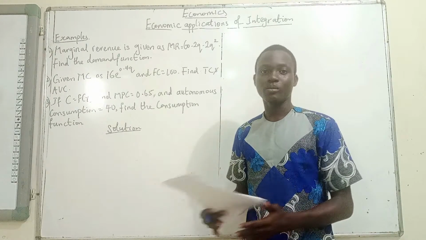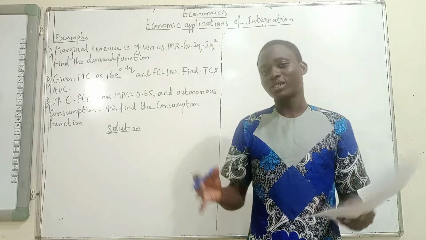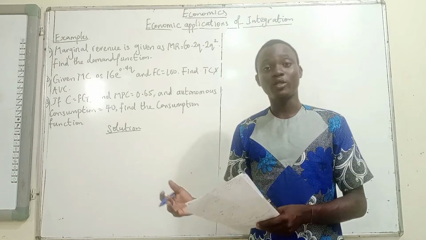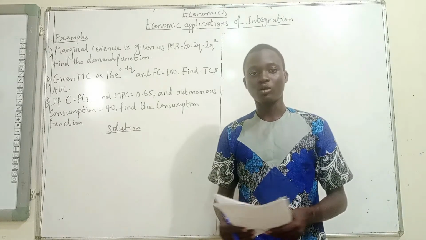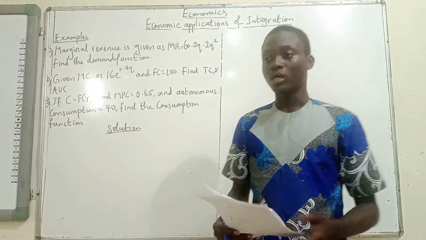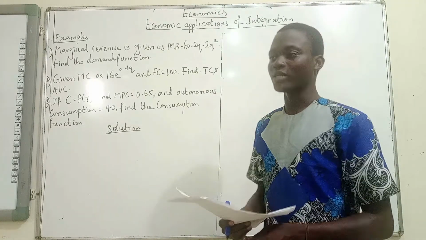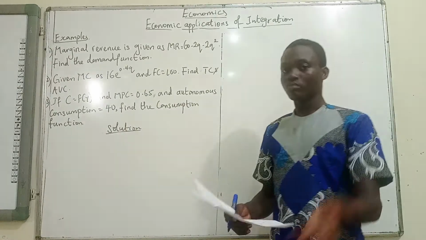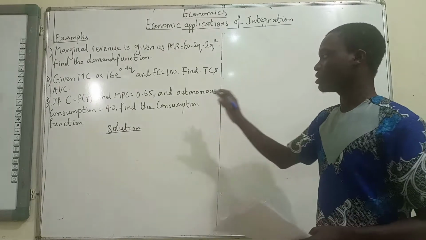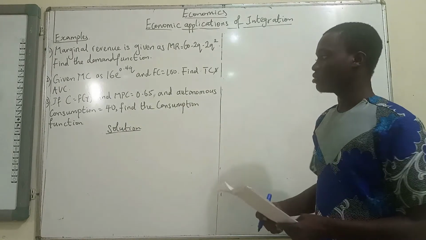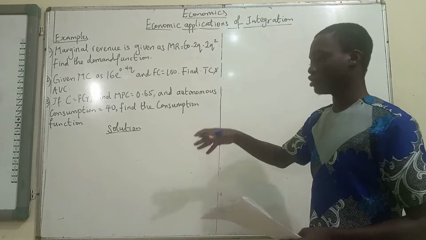When economists talk about autonomous consumption, it means you've not started earning or working, and you don't have something that is really your own income. So whatever you are consuming at that state is what is called autonomous consumption, and that is funded by saving or by borrowing. Those are just assumptions economics makes to make things easier. So autonomous consumption is the consumption that occurs when income is still 0. Now, the question says that we should find the consumption function.